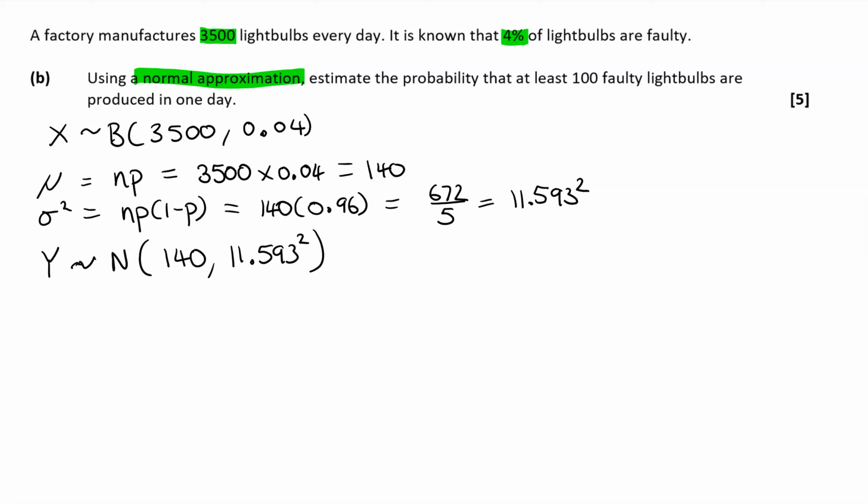So going back to the original problem, we will estimate the probability that there's at least 100 faulty light bulbs. So I'm trying to find the probability that x is greater than or equal to 100, at least means we include 100. But I'm not doing it for binomial, which is discrete, I'm doing it for normal, which is continuous. So if I'm working out 100 or more for binomial, for normal, I need to apply my continuity correction. And this is where a lot of people lost the remaining 3 marks.